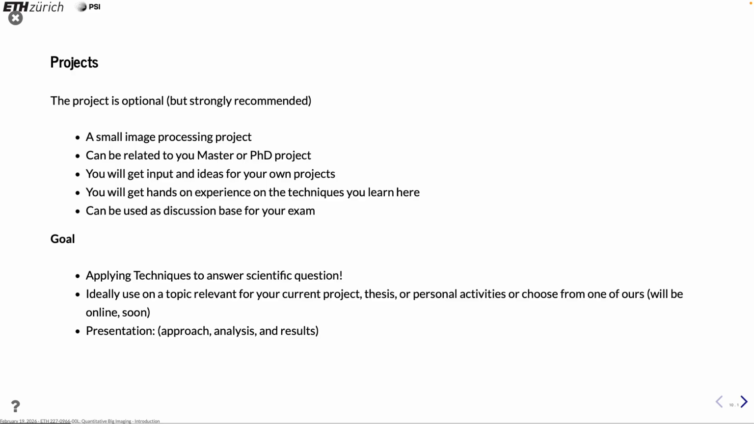And the other thing and reason to do it is that if you do the project, I can use your project as a starting point for the exam, which means you should know it pretty well already. So then you have a running start in the exam.